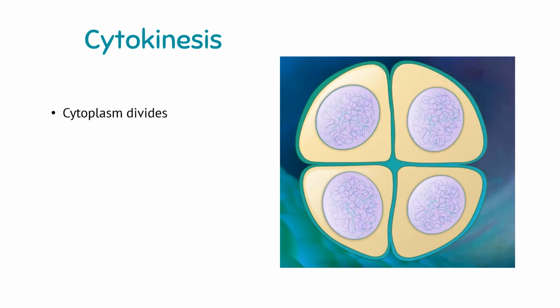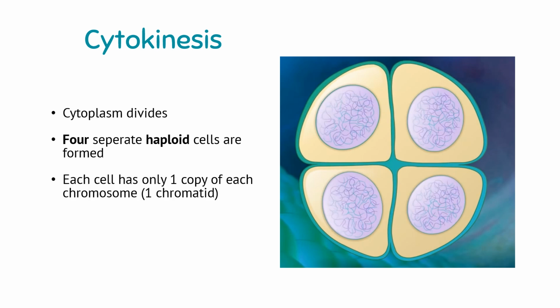So at the end, of course, we go through cytokinesis. This is not part of meiosis, this is where the cytoplasm divides. And we have 4 separate haploid cells. So each of these cells has only one copy of each chromosome as a chromatid, as you can see here.